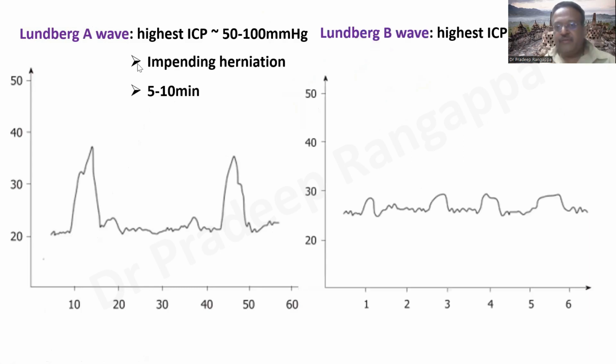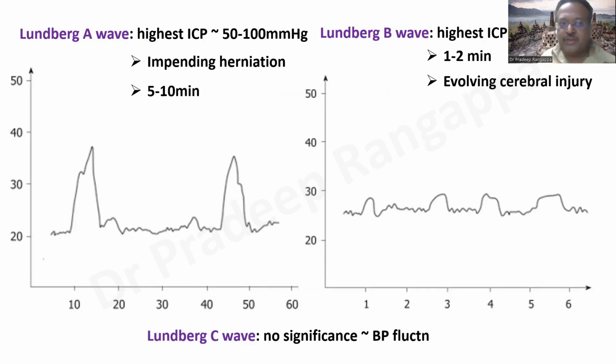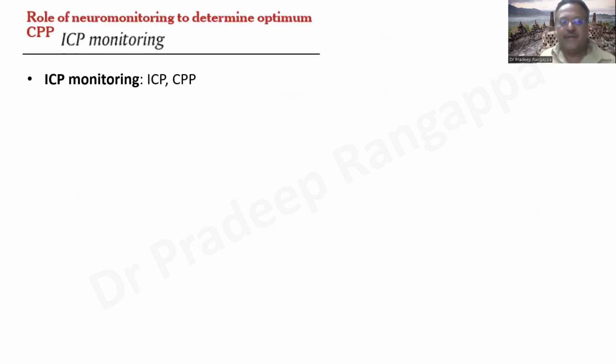And there are Lundberg B waves, which look something like this, which indicate that the highest ICP is around 20 to 30, and they last for a much shorter time of 1 to 2 minutes, and indicate there is evolving cerebral injury. The Lundberg C waves are not of much significance; they are the variation due to blood pressure variation, correlate with blood pressure fluctuations, and do not have any clinical significance. This is for all trainees to understand what are the abnormal waves that you would see.